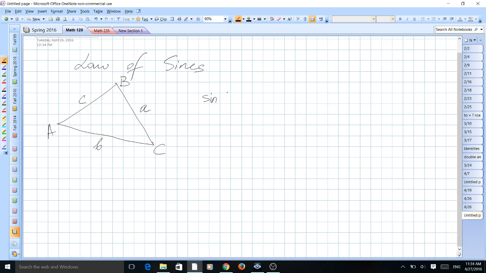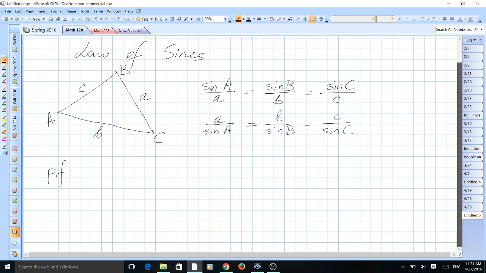The law of sines states that if you take sine of A divided by a, this is the same thing as writing sine of B divided by b, then it's the same thing as sine of C divided by c. I can flip all of the fractions and have an equivalent expression. a over sine of A is equal to b divided by sine of B is equal to c divided by sine of C. This is a proportion, and we're only going to be using 2 at a time, but you do have 3 equivalent expressions. We will prove this right now.